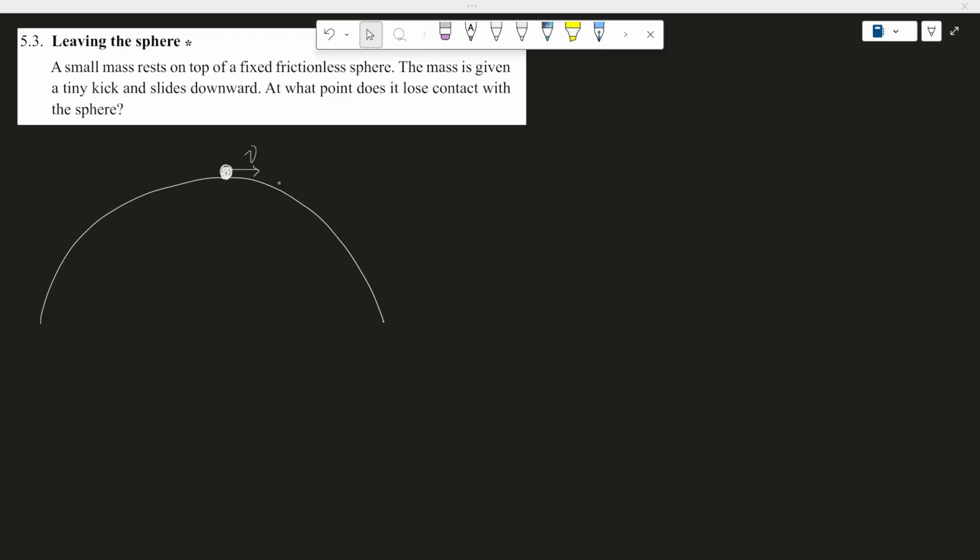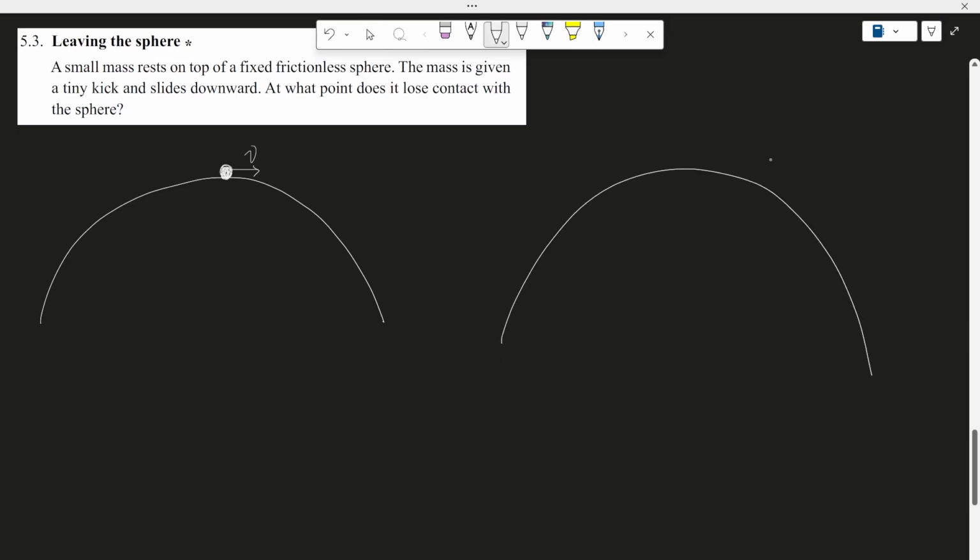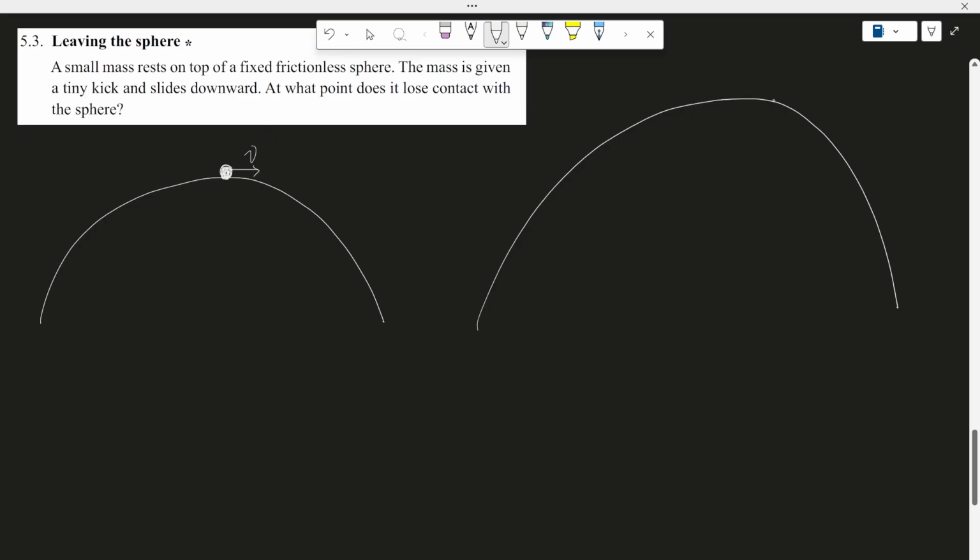So first let's try to do a force analysis. So let me draw a separate diagram, but bigger. So if this is part of the sphere, and if here's the mass, then what forces does it experience? Well, there's a gravitational force and a normal force. There's no friction since it's frictionless.